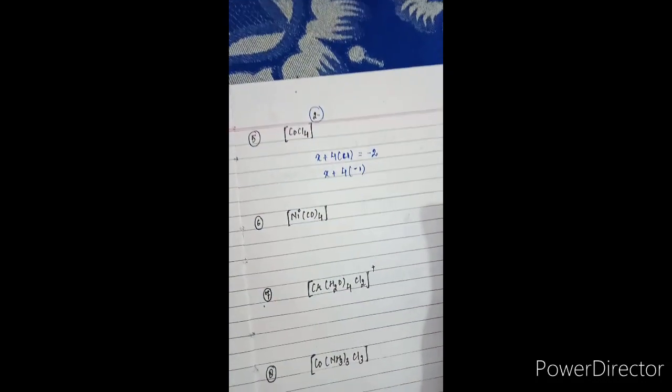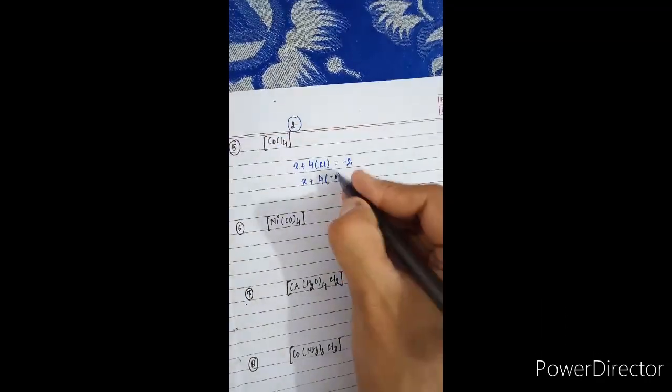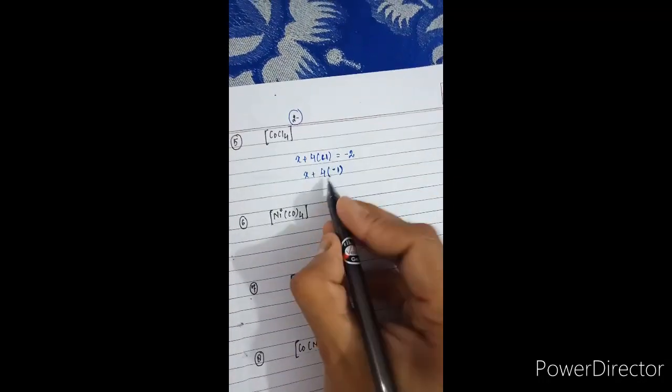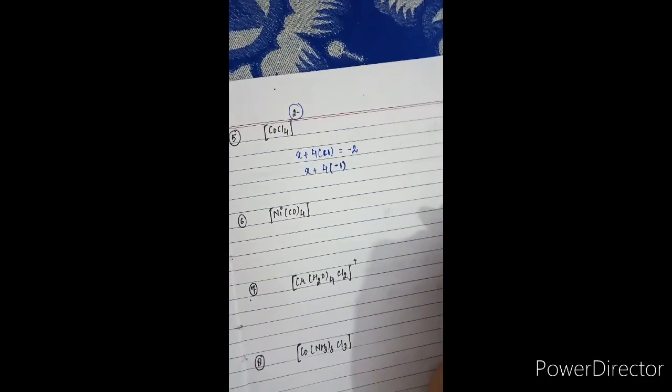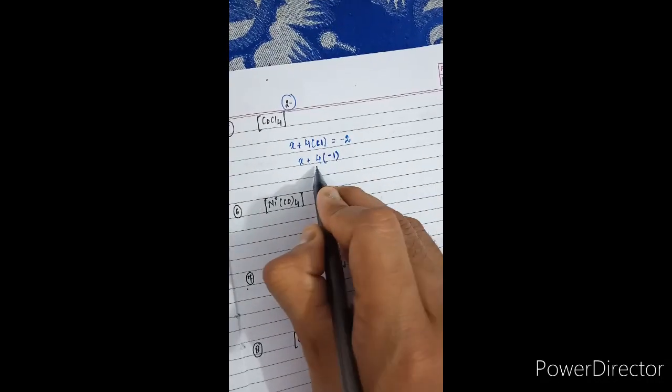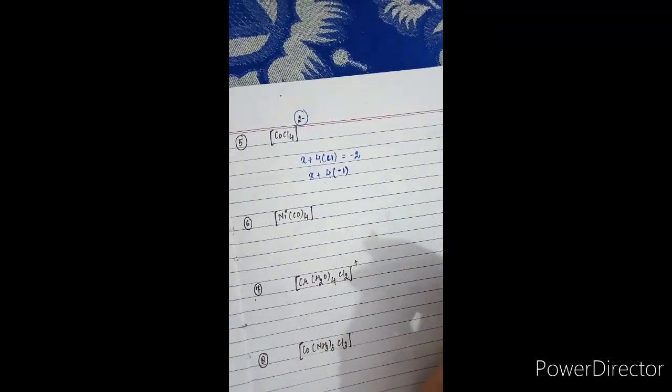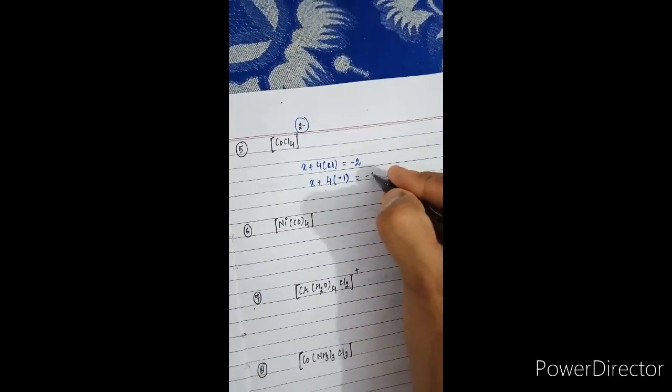This is from group 17: fluorine, chlorine, bromine, iodine. They all have minus 1 charge. The valency is 1, but we have to put the oxidation state. Don't forget to put the sign for the oxidation state. Without the sign, it is incomplete. So we have to put the sign first. The overall charge equals minus 2.